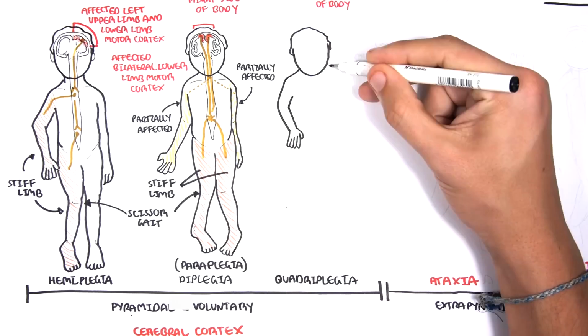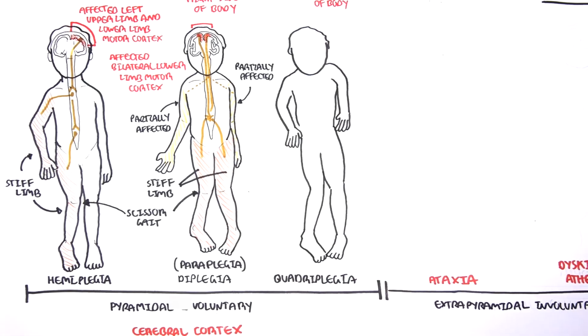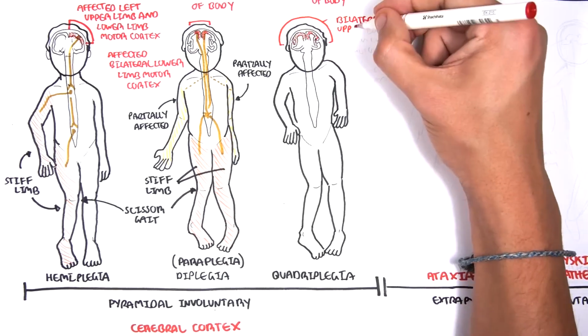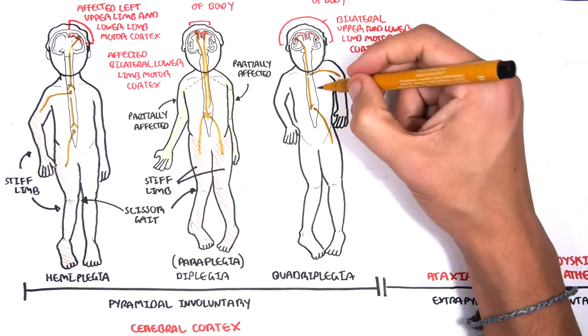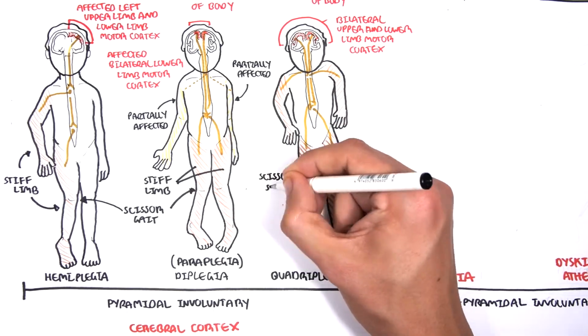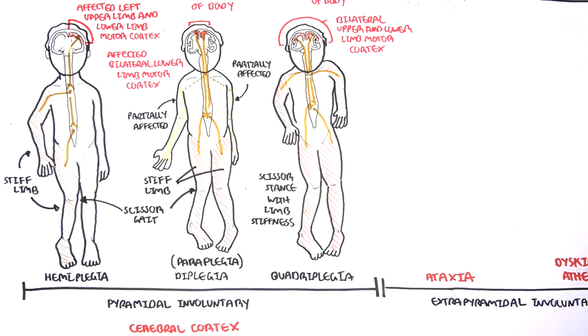Finally, there's quadriplegia. This is bilateral upper and lower limb motor cortex involvement. There is also scissor stance with all limbs stiff. So that was pyramidal cerebral palsy, also known as spastic cerebral palsy, which affects the cerebral cortex.